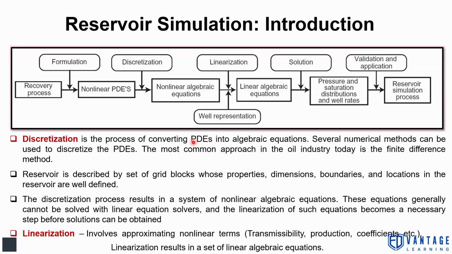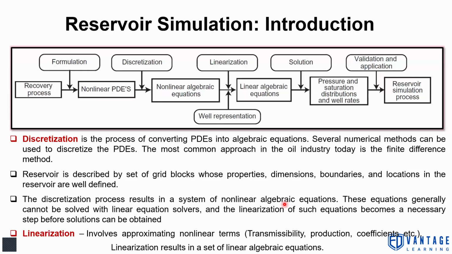Next, discretization is the process of converting PDEs into algebraic equations. So the partial differential equations will now be converted into algebraic equations. So we have numerical methods to do that. This discretization process results in a system of nonlinear algebraic equations. So what we do is we divide the entire reservoir into small blocks. So we discretize the entire reservoir and populate the reservoir properties into the different blocks that we have chosen. So suppose permeability is currently constant in the entire reservoir, we make it constant in all the grid blocks we have chosen in this process of discretization.